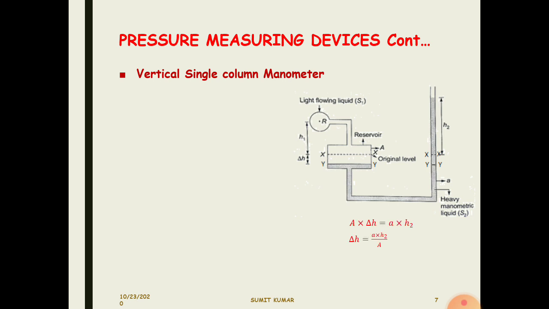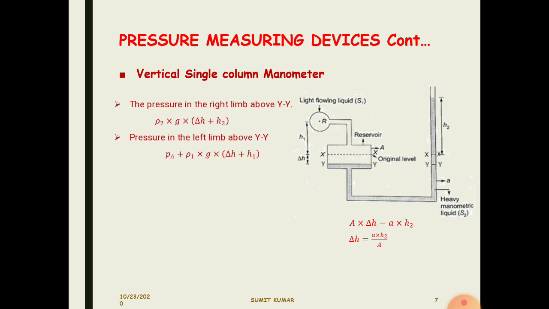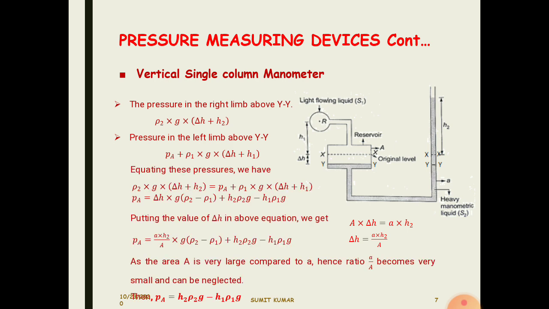A relationship can be established between the area of the reservoir and the area of the limb. Now writing the manometric equation for the level YY for both the limbs. By equating both these pressures and solving, we will get the value of PA, that is, the pressure at point A.